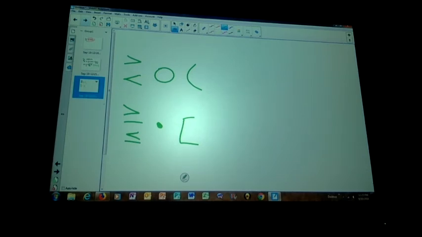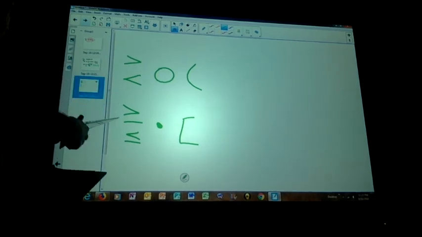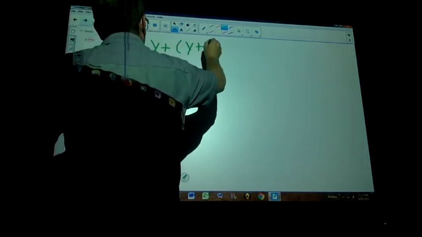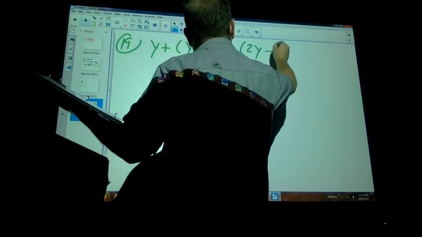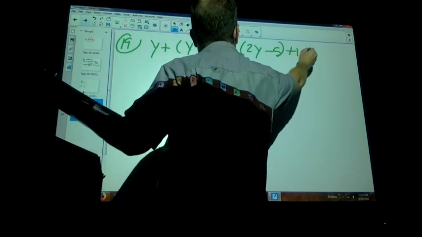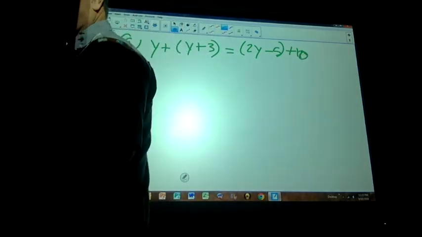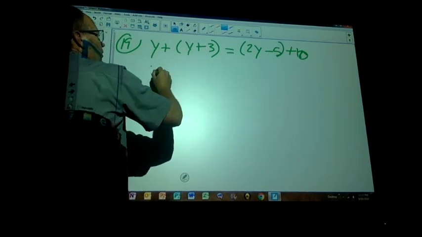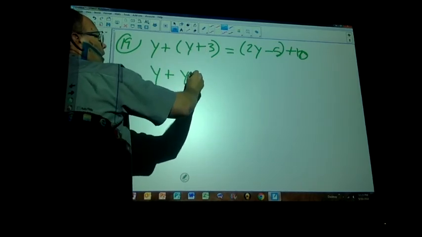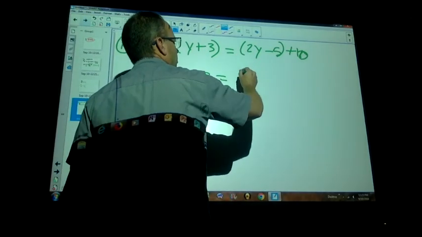Yeah. Number 19. Solve for the, okay, this is the solving one. We got y plus, and then parentheses, y plus 3 equals 2y minus 5 plus 10. Okay? I can go ahead and just drop these parentheses over here because I'm not distributing anything over them. Same with these, they can just drop.